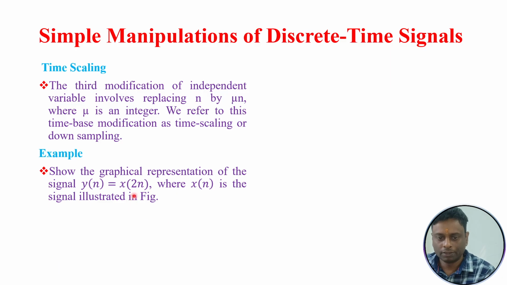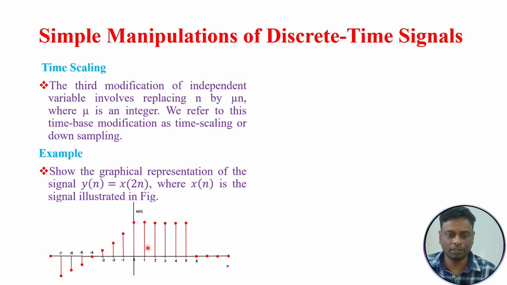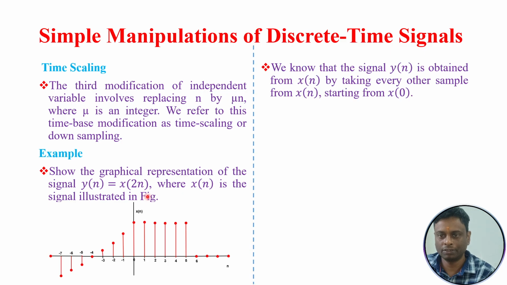Okay, so you can see x of n is given, and we have to perform x of 2n. Let us see how it happens. So how do we find y of n, where y of n equals x of 2n? By taking every other sample of x of n starting from x of 0.